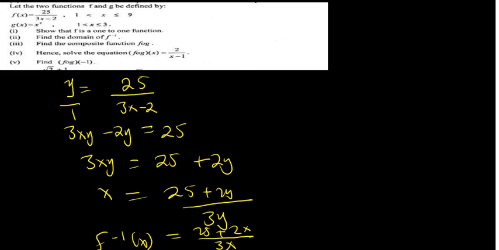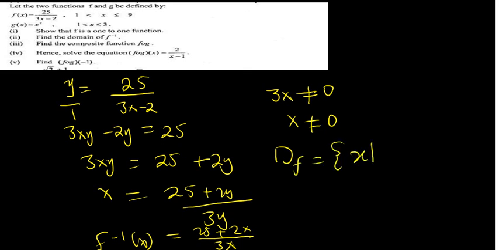So to find the domain, we're going to say 3x should not be equal to 0. Find the value of x. So x should not be equal to 0. Meaning that we can write that the domain of this function is x such that x is a member of real numbers, but x should not be equal to 0. So x can be anything but not 0.